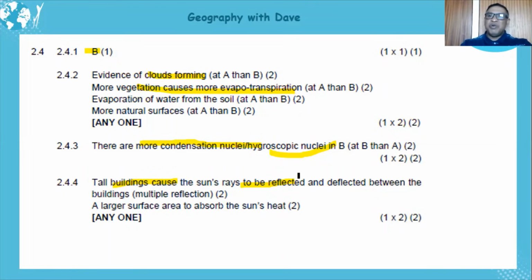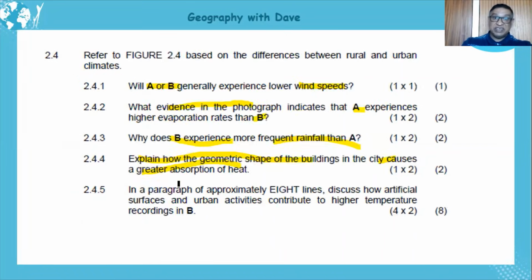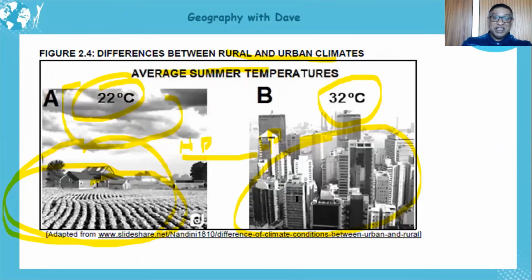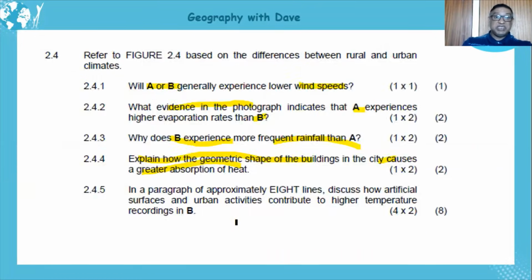And you know what will apply there? Multiple reflections. A larger surface area to absorb the sun's rays. You can see clearly here. Look at it. Always a larger surface area to cover, even here and here. You understand? So more heat is absorbed.